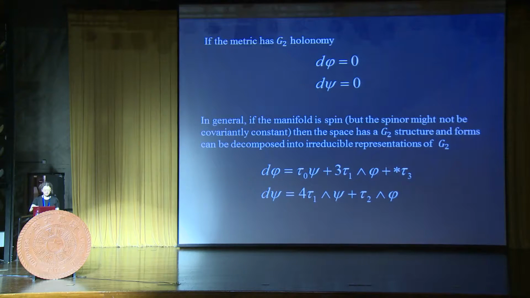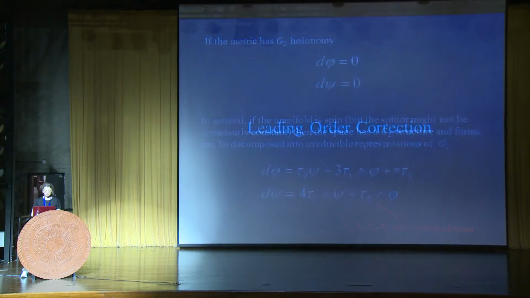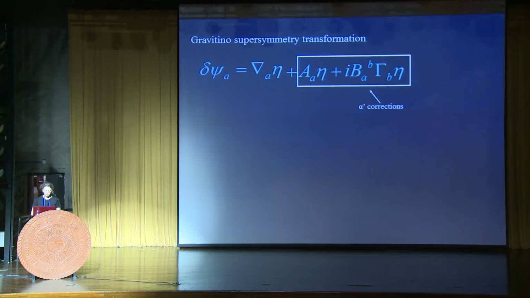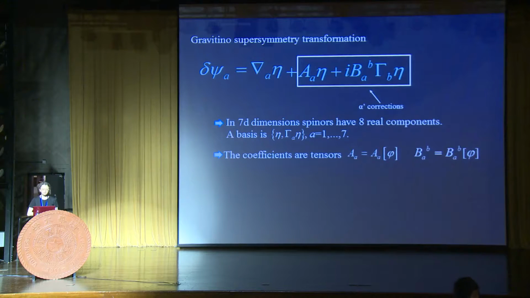Now, but d phi and d psi can still be decomposed into G2 representations in this way. So these objects tau are called torsion classes, and they will come in handy a little bit later in the talk. So just think about them as encoding the same information as d phi and d psi. So let's talk about the leading order correction. So here's a gravitino supersymmetry transformation to order alpha prime to the 0. Now, corrections can always be expanded in a basis in the space of spinors in this way. So A and B are some tensors.